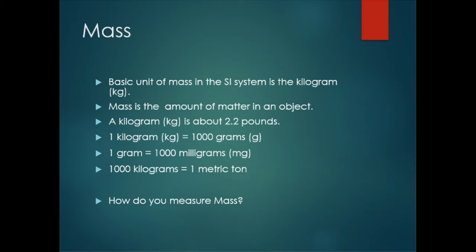Okay? Mass, the amount of material an object has. The basic unit for mass is the kilogram. It's the kilogram, not the gram, but the kilogram. The reason why we call it the kilogram, because a kilogram is kind of close in size to the pound. 1 kilogram equals 2.2 pounds. And kilo means 1,000 when we talked about length, and it means 1,000 when we talk about mass. So how do you measure mass?